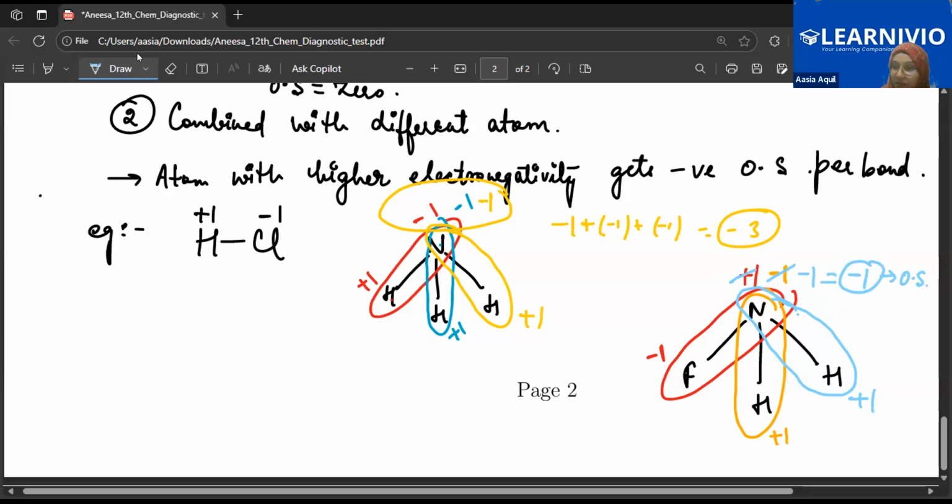And what is the oxidation state of fluorine? It's -1, right? And what are the oxidation states of these hydrogens? +1, +1. So clear? We will talk per bond, which means the high electronegative atom will get a negative charge per bond. Right? Clear? Yes, ma'am. Okay, now write down the rules.